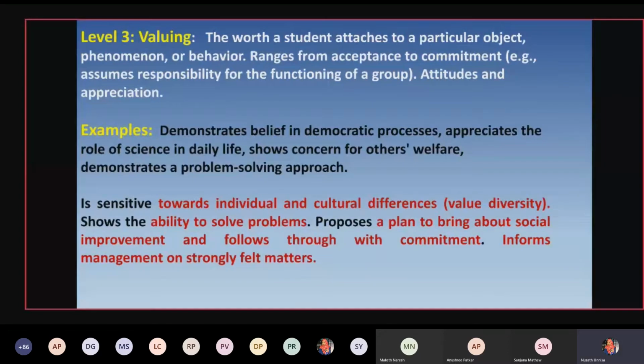Now moving on to level 3, which is valuing. This is where the advanced levels start. Those two are the basic levels: just being in the class, listening to the lectures, and responding to the lectures. Those are the two basic levels of the affective domain. Now moving on to a little higher, more advanced level, which is valuing.